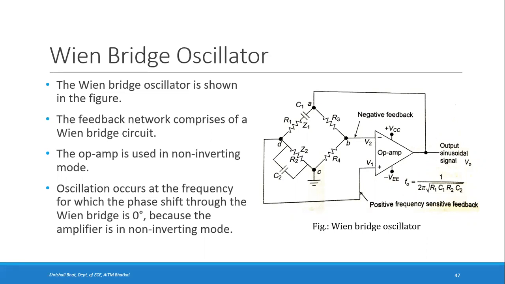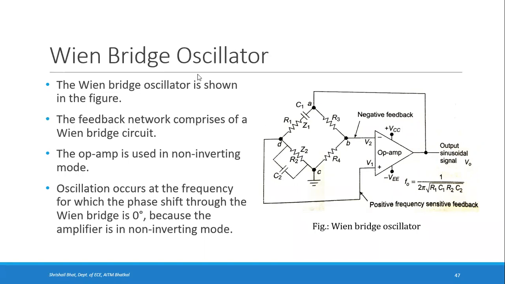So this is one important thing you should remember in the Wien bridge oscillator. Since the amplifier is a non-inverting amplifier, the feedback also should be 0-degree phase shift. It should satisfy the Barkhausen's criterion in the sense that the total phase shift should be 0 degrees or 360 degrees. So the oscillation occurs at the frequency for which the phase shift through the Wien bridge is 0 degrees, because the amplifier is in non-inverting mode. In RC phase shift, the feedback path provided 180-degree phase shift. Here the feedback phase shift should be 0 degrees, because the non-inverting amplifier also provides 0-degree phase shift.